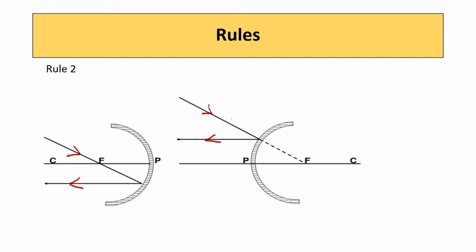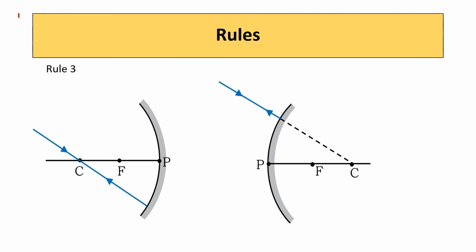As this is a convex mirror, extend the incident ray to the focus. You can see the reflected ray is parallel to the principal axis. That is the second rule.